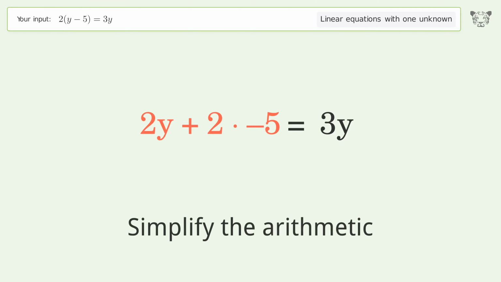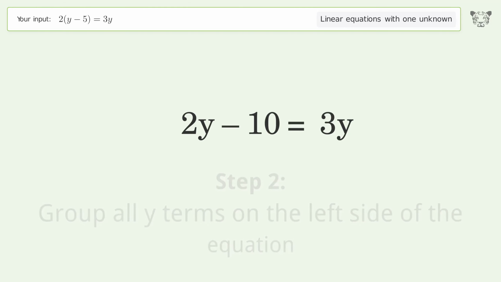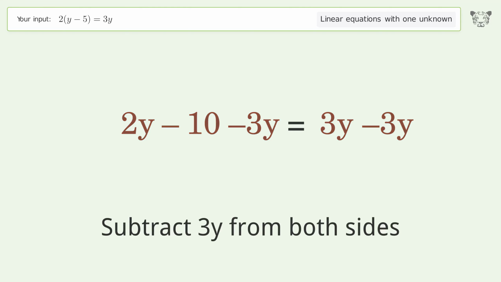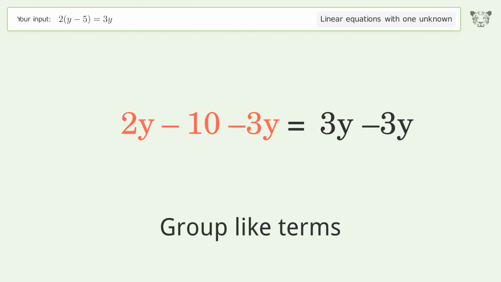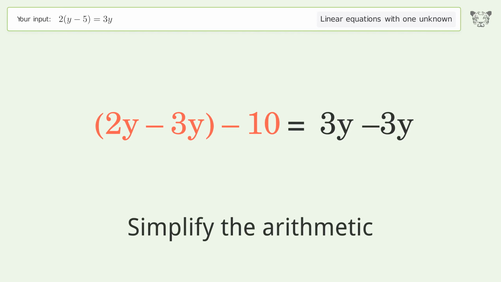Simplify the arithmetic. Group all y terms on the left side of the equation. Subtract 3y from both sides. Group like terms. Simplify the arithmetic.